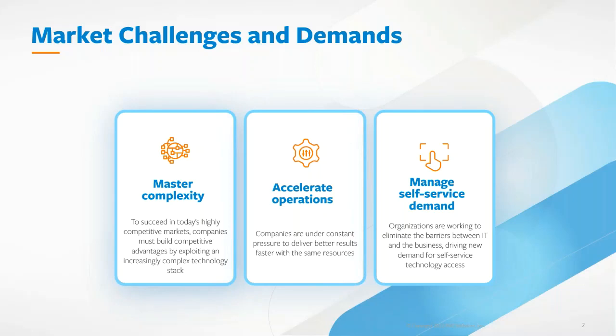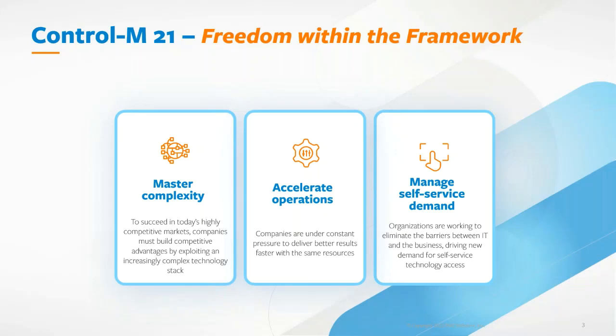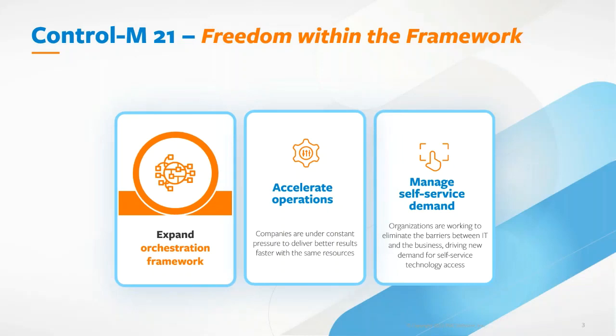And now let's see how Control M responds to those three market challenges. Control M21 responds to the complexity challenge by expanding the orchestration framework, which means by including, absorbing, by natively integrating new technologies. Because by doing so, these technologies can be managed through the Control M standard approach, can be part of automated and orchestrated workflows, and this eliminates the complexity of managing those technologies in a separate way.